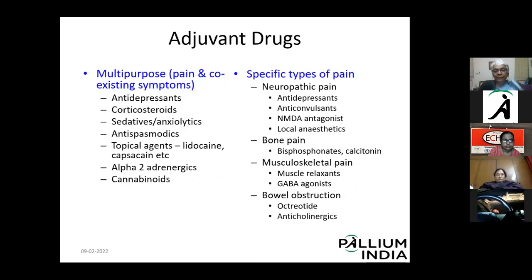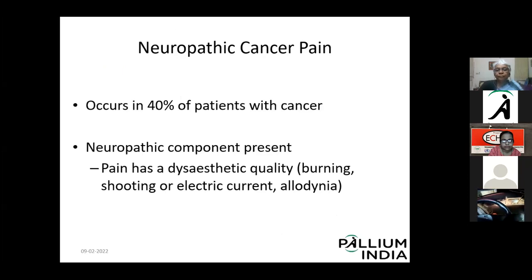They can be multi-purpose or specific adjuvants. Specific adjuvants are those that are given to treat specific types of pain, like neuropathic pain, bone pain, musculoskeletal pain, or bowel obstruction pain. Whereas multi-purpose adjuvant drugs can be given with a large umbrella of pain issues, like antidepressants, corticosteroids, sedatives, or antispasmodics. They can be given for a variety of pain associated with cancer. That is why they are called multi-purpose adjuvant drugs.